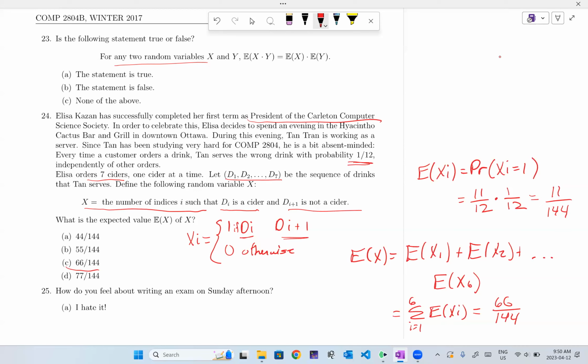All right, so yeah, again, indicator random variables. You need to find this probability, and you need to count the number of indicator random variables. Those are the two important calculations that you have to do. All right, questions?